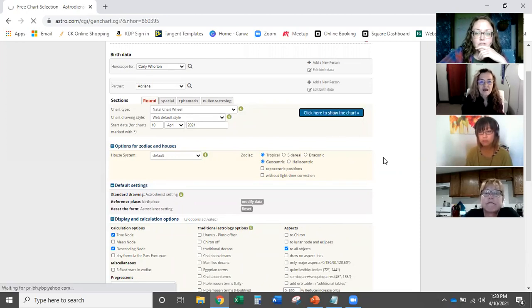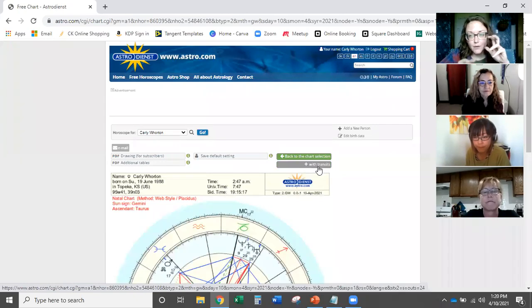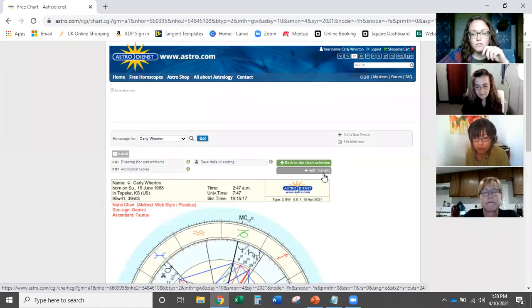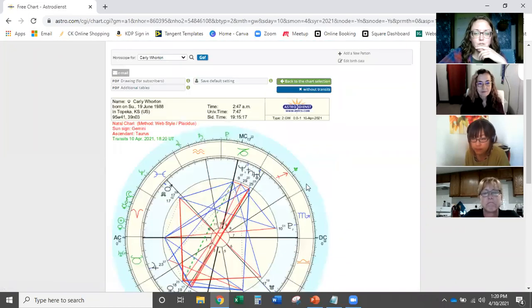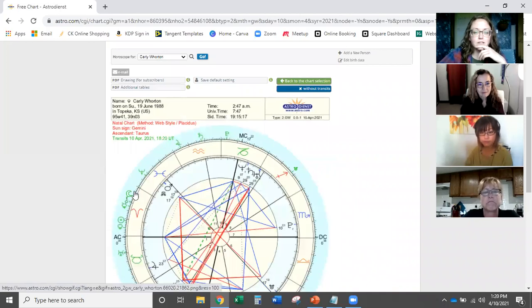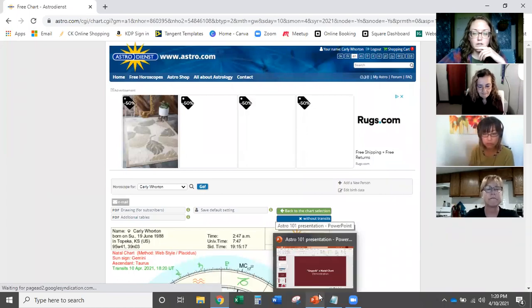And then you can click to show the chart. And then transits, I have a slide on transits, so I'm not going to get into that just yet. But basically, you can turn them on right here, and we'll talk about what that is in a second. You turn on the transits and it'll add them to your chart. So that is a demo of how to actually pull your chart on astro.com.